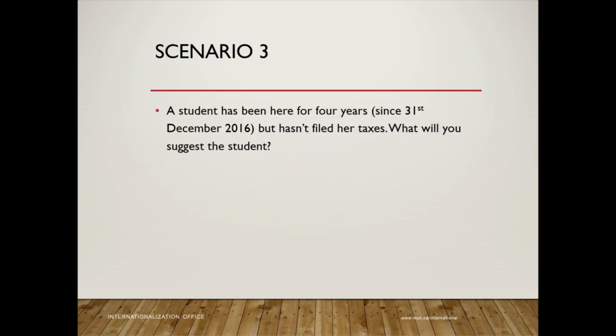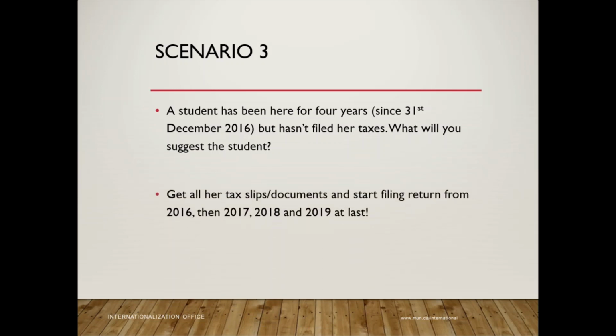Scenario 3: a student has been here for 4 years, since December 31st, 2016, but hasn't filed their taxes. What do we suggest, or what should the student do? They should get all the tax slips and documents and start filing returns from 2016, then 2017, 2018 and 2019. The reason is that you need to start at the year of entry, because then CRA can generate your profile accordingly.